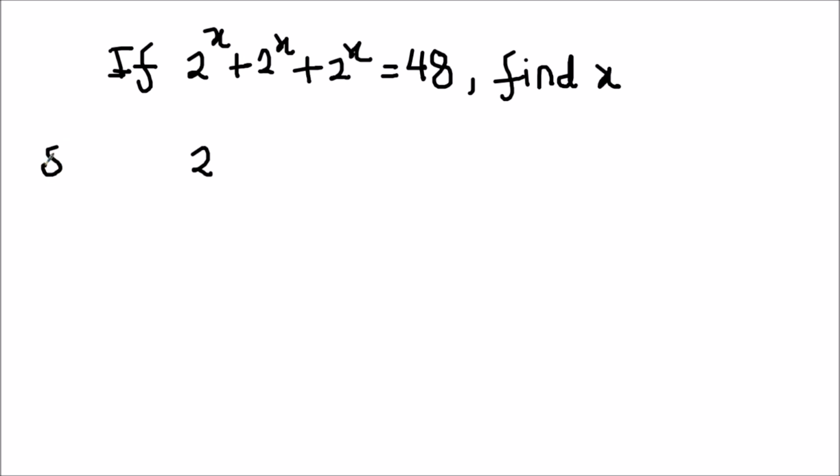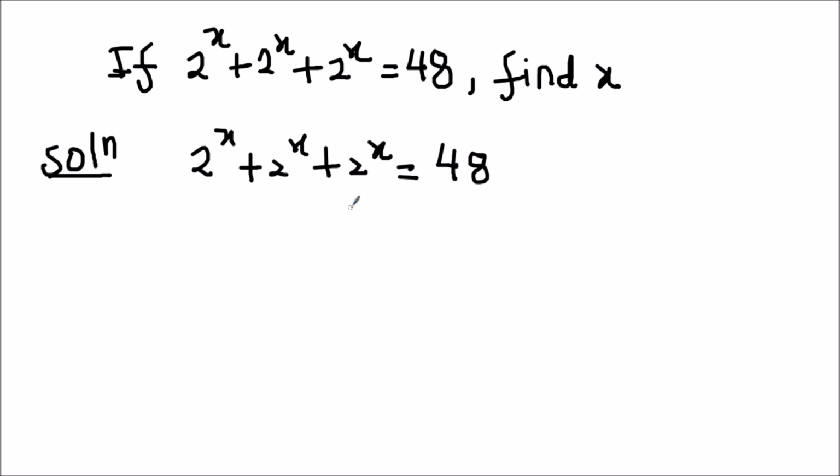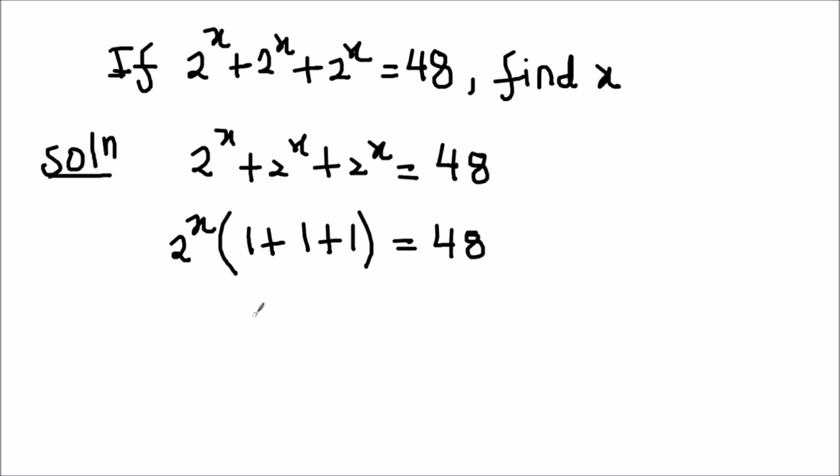First we'll write the expression which is 2 raised to power x plus 2 raised to power x plus 2 raised to power x equals 48. In this expression, we can take 2 raised to power x common from the left hand side. So that's going to be 2 raised to power x outside the bracket, 1 plus 1 plus 1, which equals 48. Or this is going to be 2 raised to power x times 3, because 1 plus 1 plus 1 equals 3.